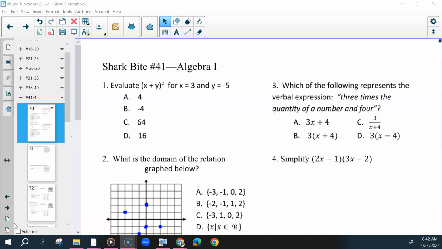4 and 5, and then between 2 and 3, everyone choose 2 or 3.